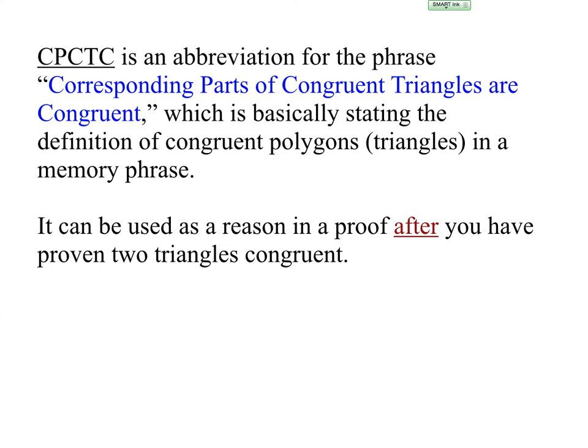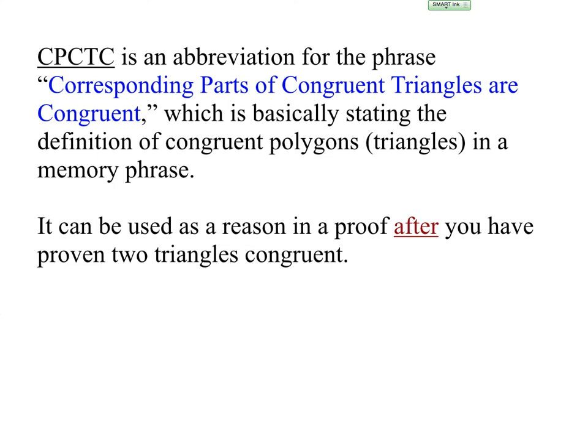Because listen to the phrase again. Corresponding parts of congruent triangles are congruent. Doesn't it say that you have to have congruent triangles? So kind of like if there are congruent triangles, then corresponding parts are congruent. That's the if-then form of this little memory phrase.